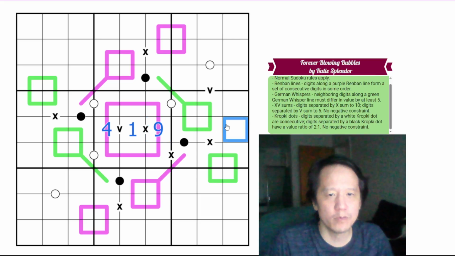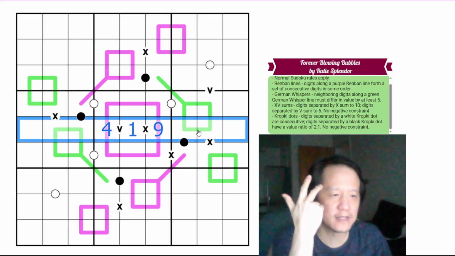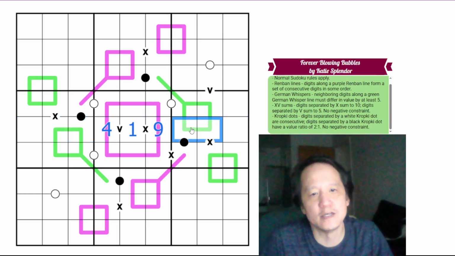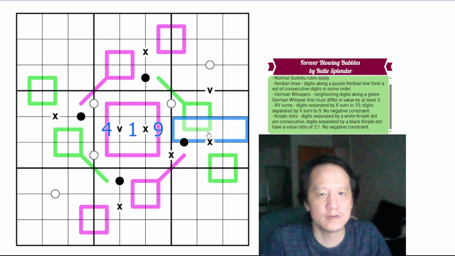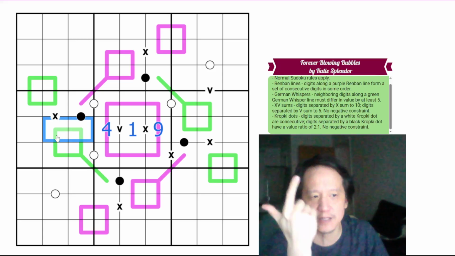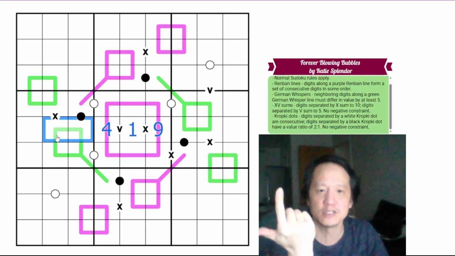What are the remaining digits in row 5? They have to be 2, 3, 5, 6, 7, 8. The problem here is, what can these digits be next to? Well, we have 2 sets of 2. So that means one digit must be 5 away from another digit, and another digit of 2, 3, 5, 6, 7, 8 must be 5 away from another digit.